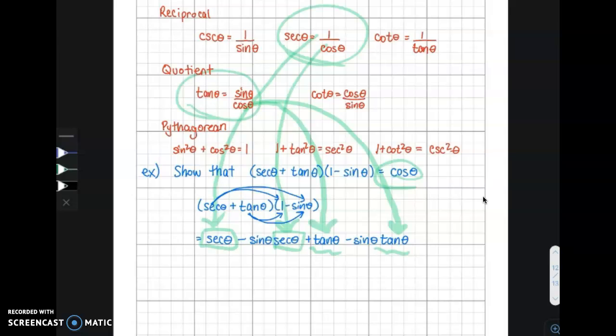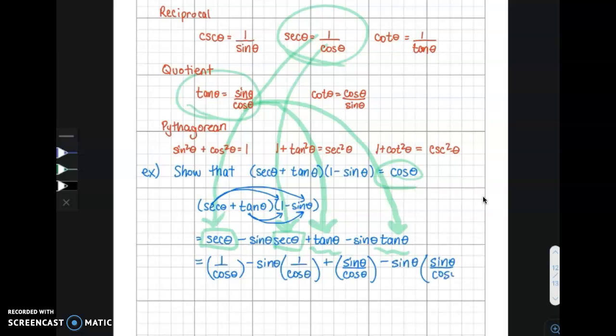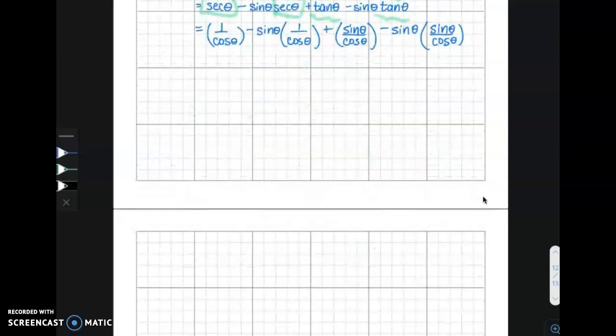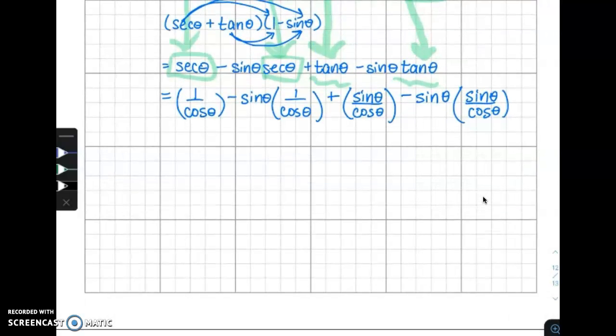So now I'm going to rewrite. So line 3 of my proof, secant is the same thing as 1 over cosine. Sine I'm leaving alone. Secant is 1 over cosine again. Tangent is sine over cosine. Minus sine I'm leaving alone. And tangent I'm changing into sine over cosine. So I substituted in those 2 properties that I told you about earlier. Now we've got this. This is our proof so far.